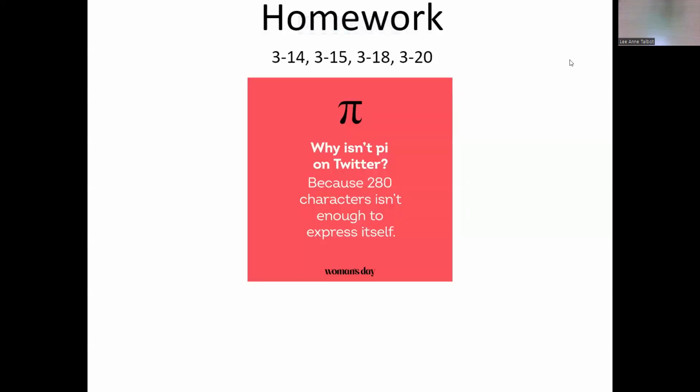And here's my joke. Why isn't pi on Twitter? Because 280 characters isn't enough to express itself. Do you get why that's funny? Pi goes on forever. I know it's not called Twitter anymore either. I think the name of it is stupid and I refuse to call it that name. So I'm saying Twitter forever. Just like I say Marine World. You'll never stop me from saying Marine World. It's just not gonna happen. You're gonna have to pry that from my cold dead hand. Anyway. Okay, I don't know why I did that.